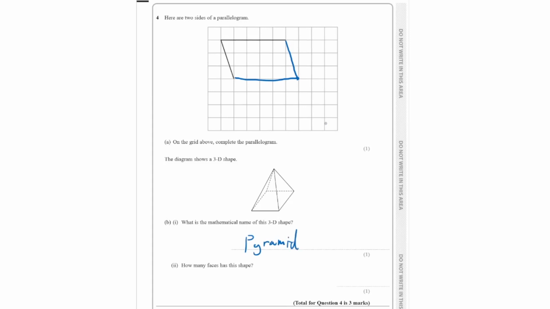How many faces has this shape? One, two, three, four, five. 5 faces. And that's our final answer.